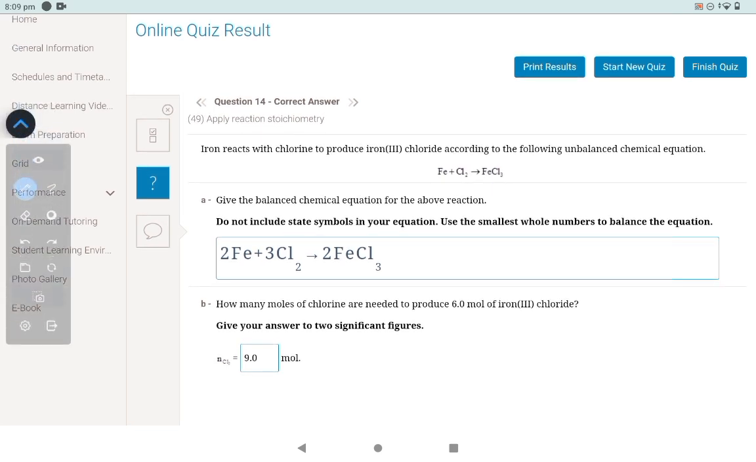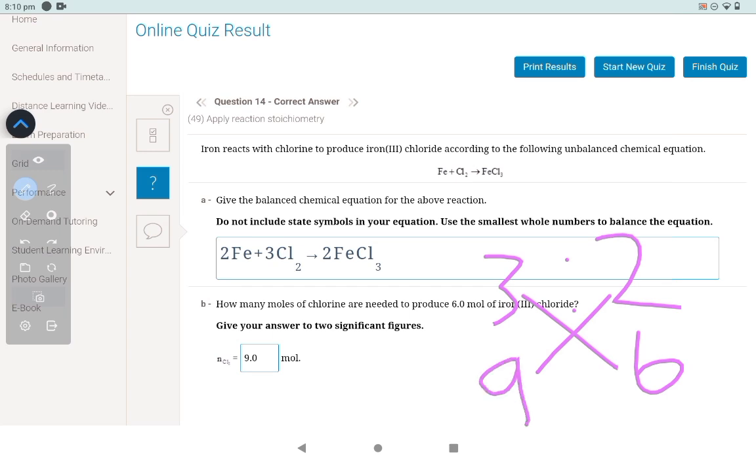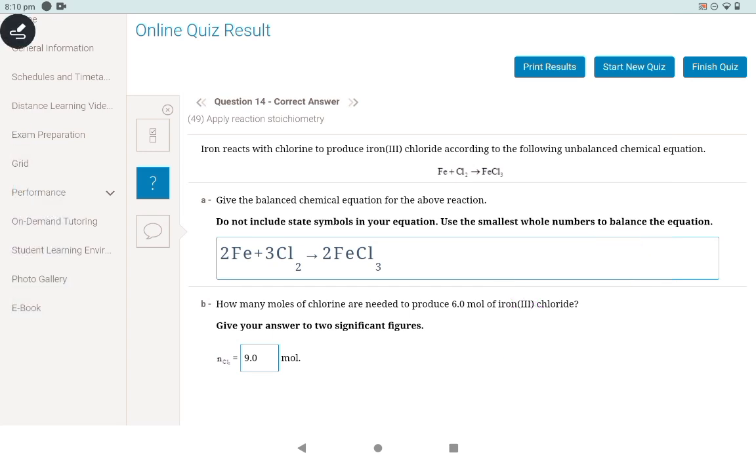Balancing: just balance it out, and I'm pretty sure all of you know balancing. Now, how many moles of chlorine are needed to produce 6 moles of iron chloride? We do MCR here. Chlorine, which is 3, to iron chloride, which is 2. 6 moles of iron chloride. We do cross multiplication: 6 times 3 divided by 2, we get 9. That's it, 9 moles.